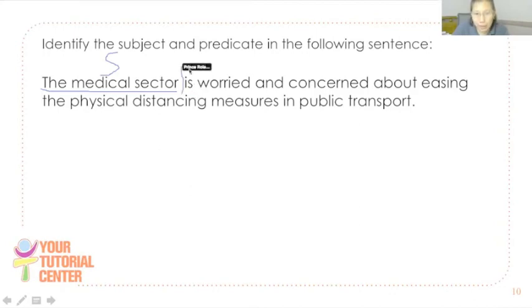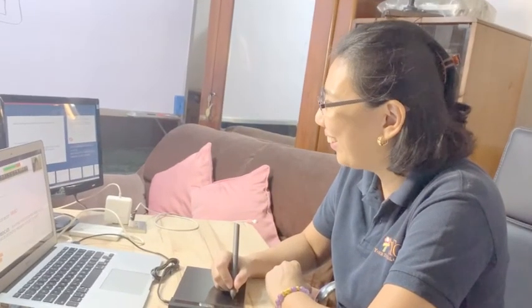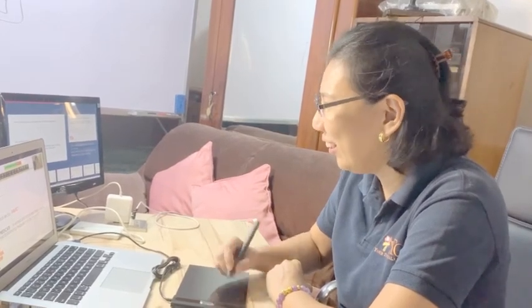Yes. Oh, very good. Correct. Number one, correct. Number two, correct. So what's the remaining part? Is worried and concerned about easing the physical distancing measures in public transport. So what part did you just read? The medical sector is the subject, and then you divided it. So "is" is part of the predicate. Okay, "is", therefore, that's correct. "Is" therefore is part of your predicate. Very good.